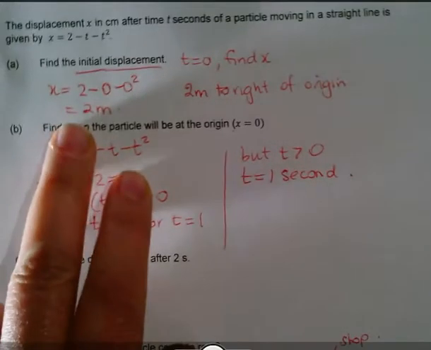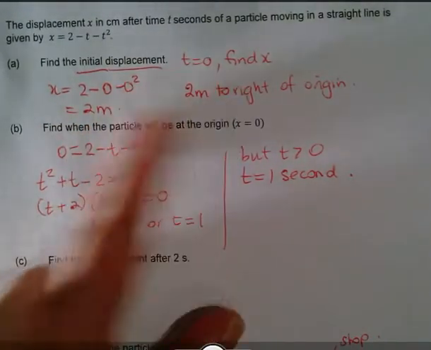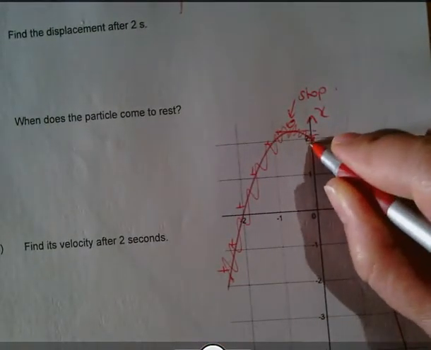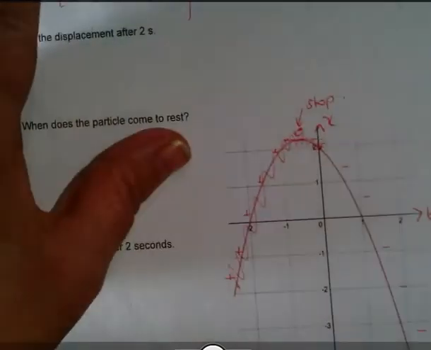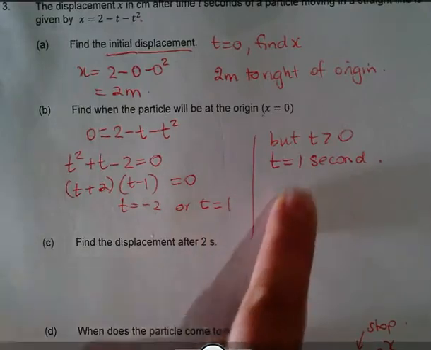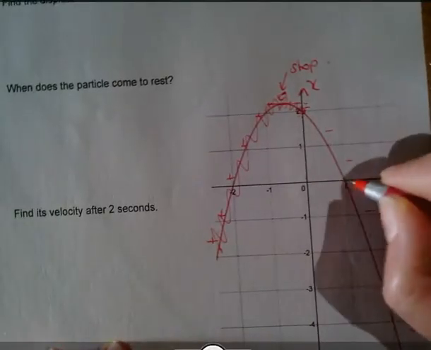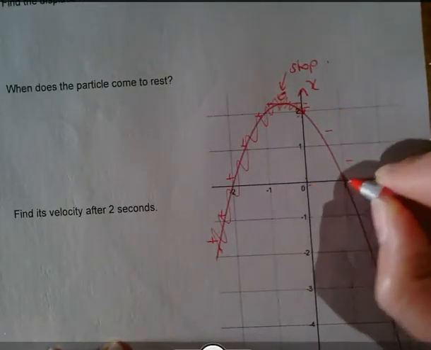So remember the first question was find the initial displacement. So when time was 0, find where you are. So here's time is 0. Yes, you are at 2 meters to the right of the origin. And then it asked when will the particle be at the origin again. And we said at time 1 second. So at 1 second of time, yes, you're back at x is 0.